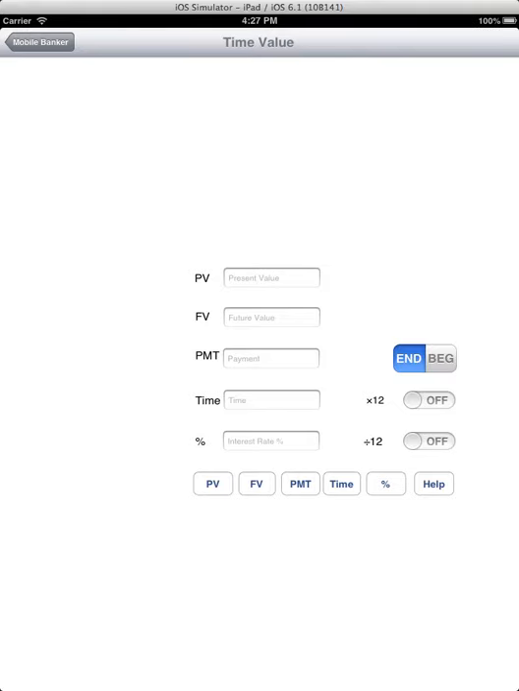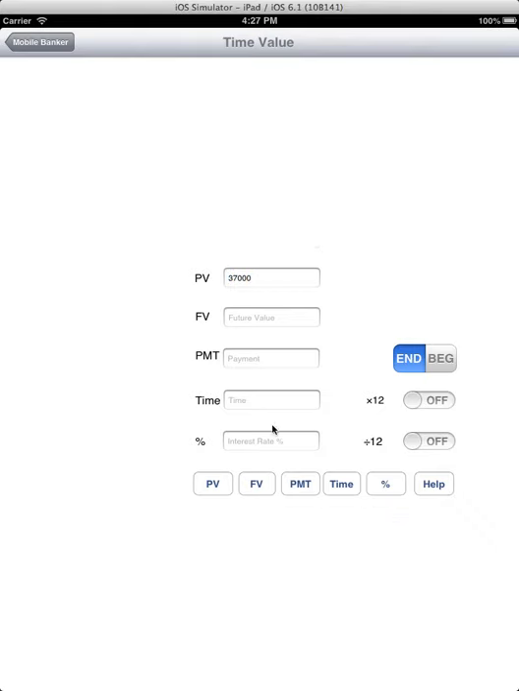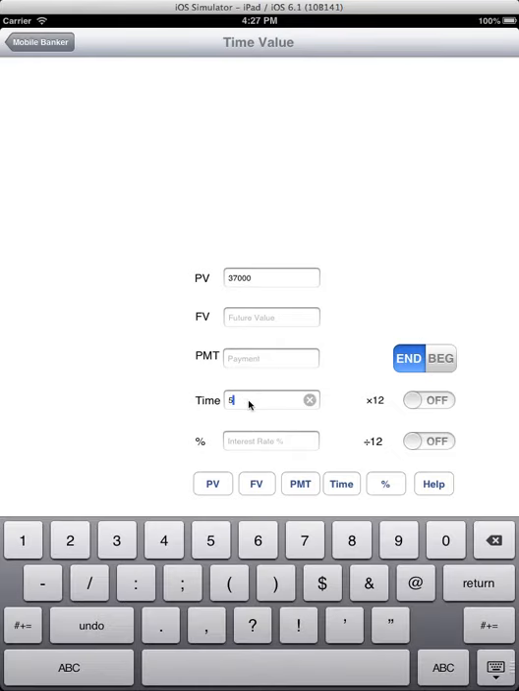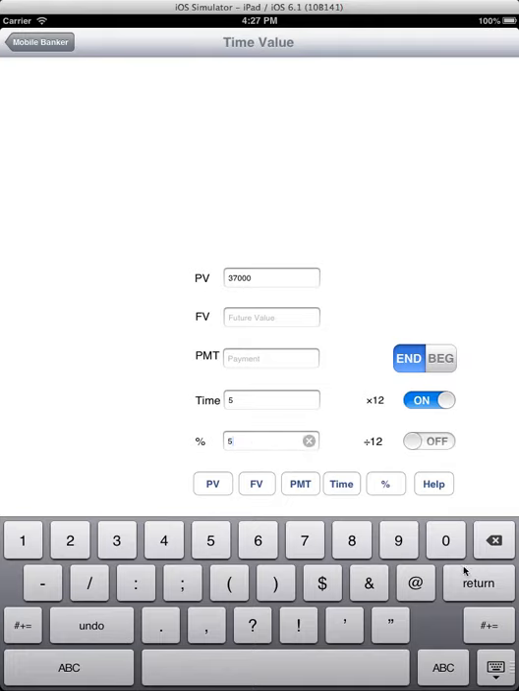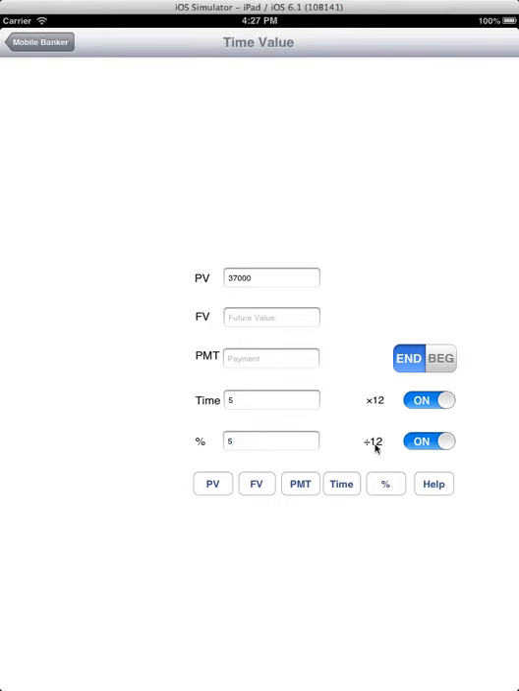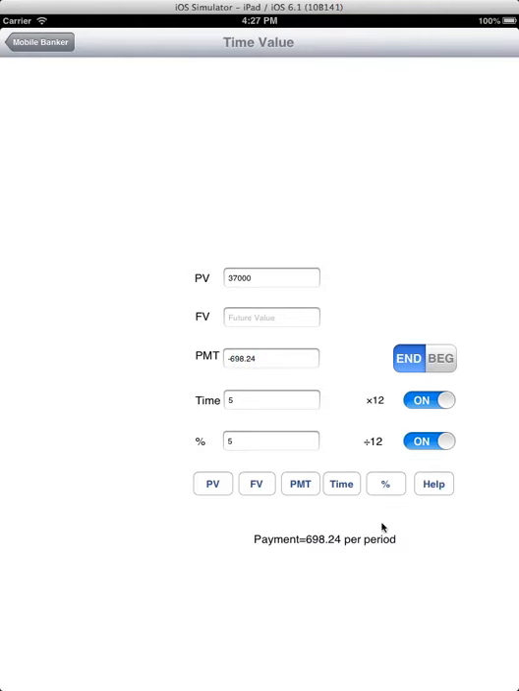This application calculates present value, future value, payment, time, and percentage interest. Say the present value is 37,000 and the time is 5. We say it is in years. We say interest rate 5%. We say okay. Now here the payment. So now say we have the payment, it is minus 698.24. We follow the cash flow conventions.